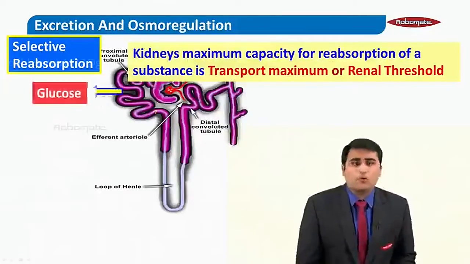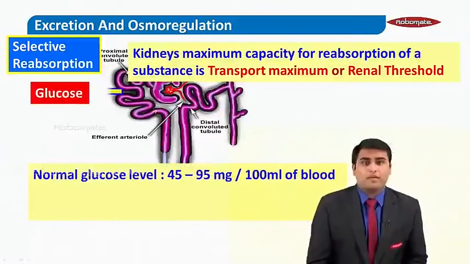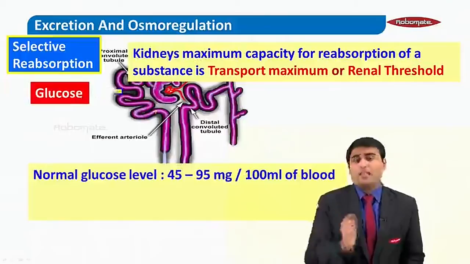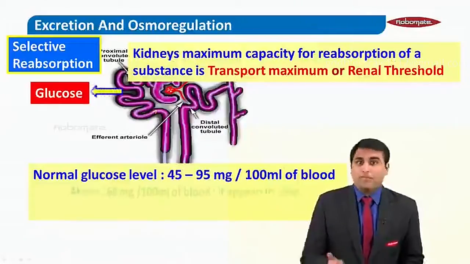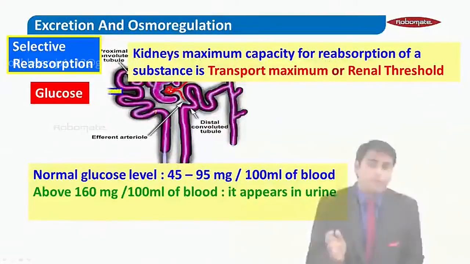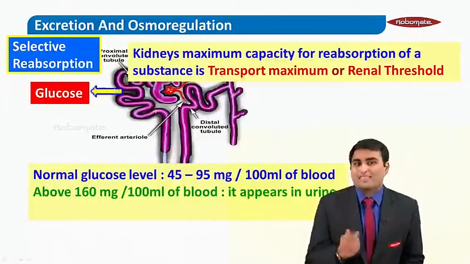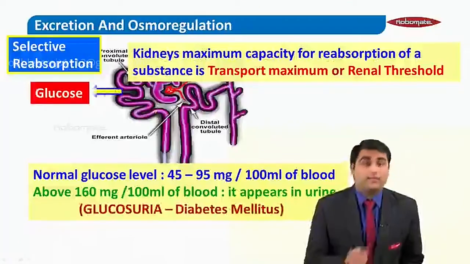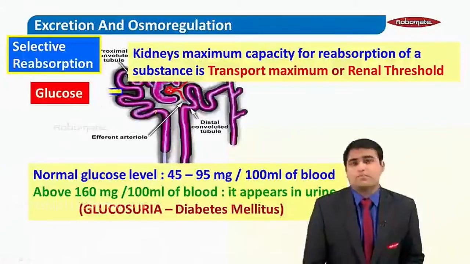Now take the example of glucose. Now glucose normal blood sugar level is 45 to 95 milligram per 100 ml of blood. Now, any value ranging between 45 to 95 can be easily reabsorbed back inside the body. But the maximum limit of glucose is 160 milligram per 100 ml of blood. Now, any sugar value or glucose value reaching beyond 160 milligram wouldn't be reabsorbed back inside the blood. So that glucose would appear in the urine. So the excess of the glucose is excreted out, and that condition is called as glucosuria, and this is seen in a disease called as diabetes mellitus.